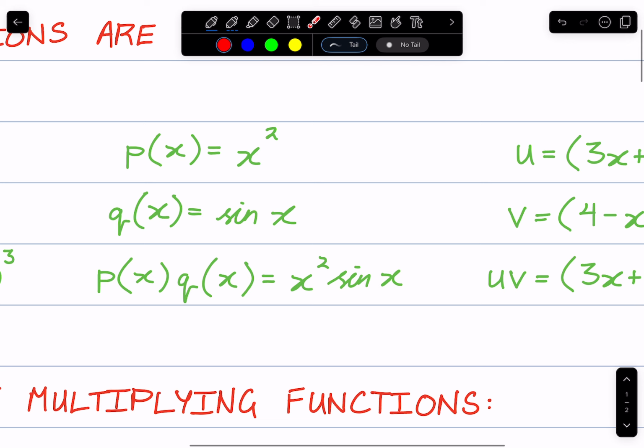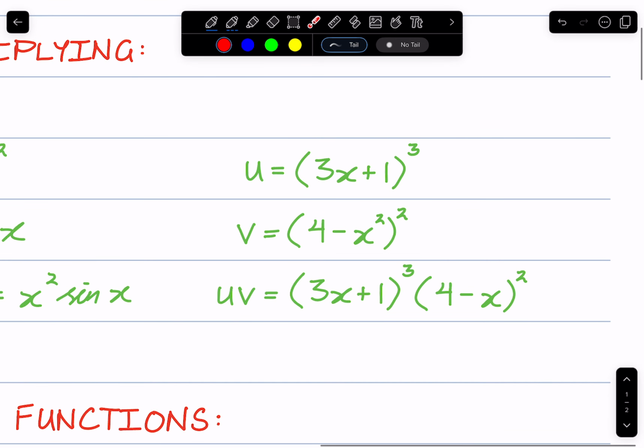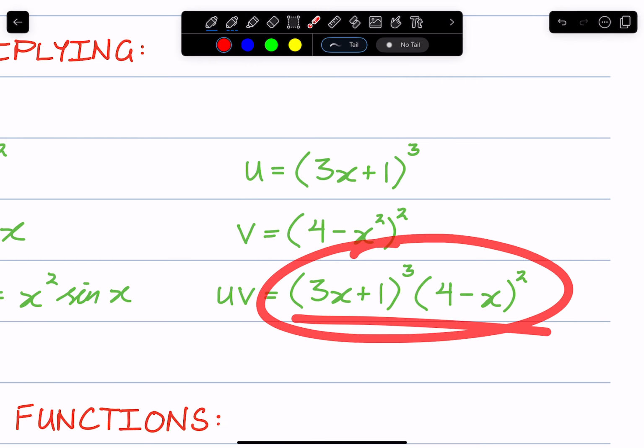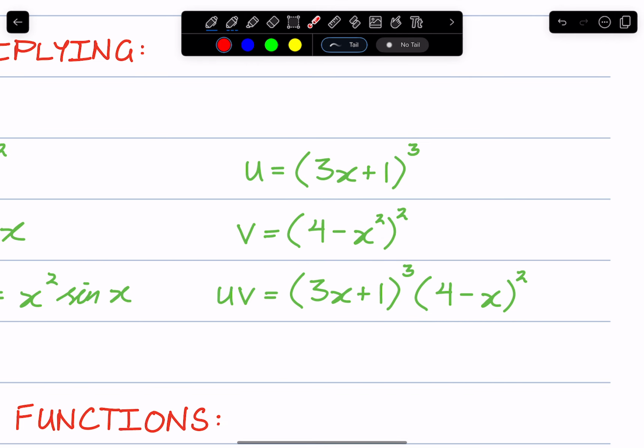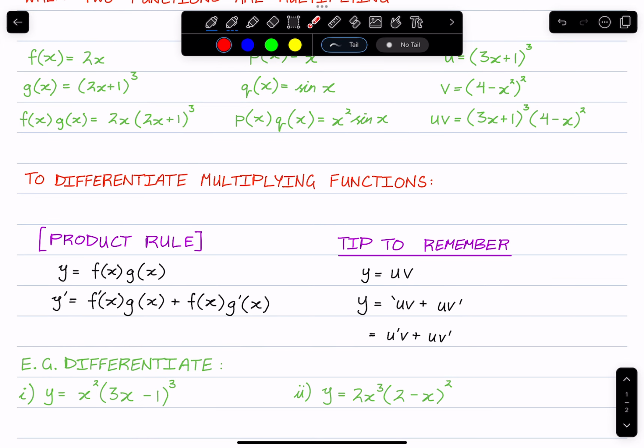Likewise here, x squared times sine x. This is the product of these two functions. Likewise here, u equals this expression, v equals this expression, u times v equals this product of a function. So to differentiate multiplying functions, we use the product rule.